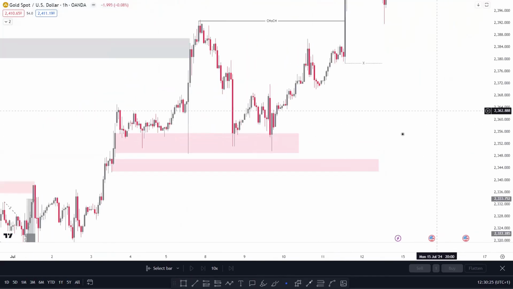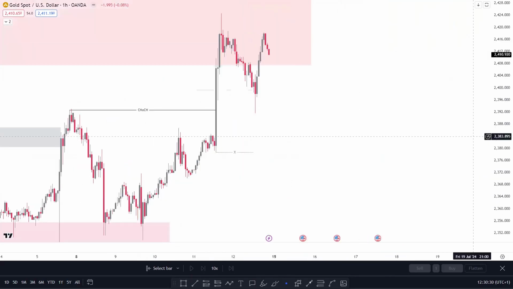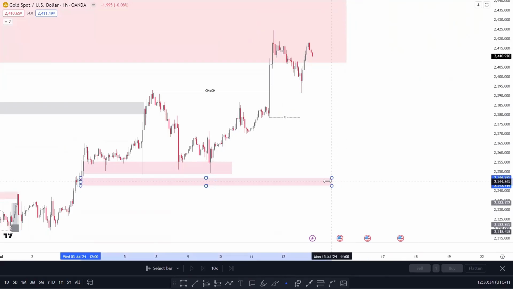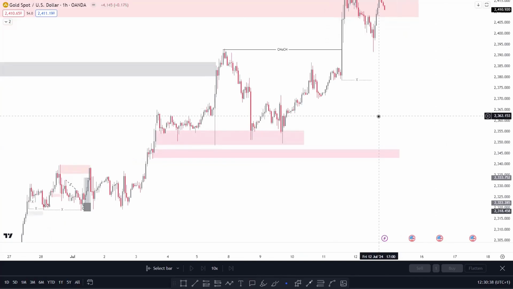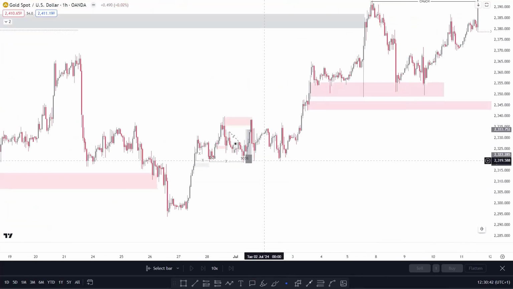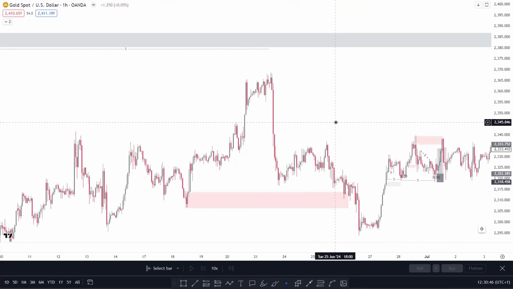So when the market comes down here and mitigates our order block, then this will be a really high probability buy, okay? So this is our structure on gold, all right? There's nothing else interesting here on gold that we can talk about. Unless you guys have a question, I'll be more than glad to answer.